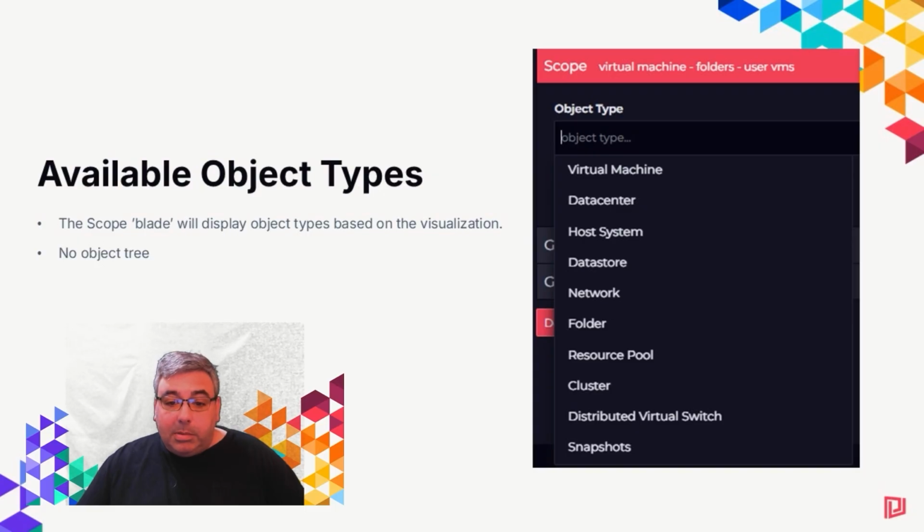Additionally, objects will only appear when they make sense for the visualization. For example, you won't find snapshots when using the metrics visualization, since snapshots don't have any associated metrics. We'll review the metrics visualization in just a moment.